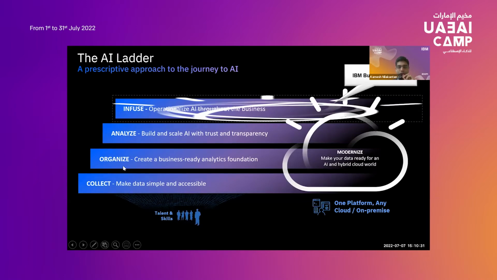The next thing is obviously to organize the data. We need to have governed data. We need to have trusted data. We need to make sure the data is of good quality. It's well cataloged and there is data lineage in place from source to target. So this is the second pillar, what we refer to as organize.